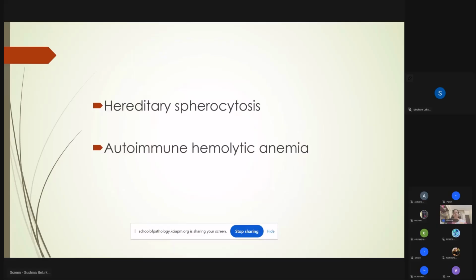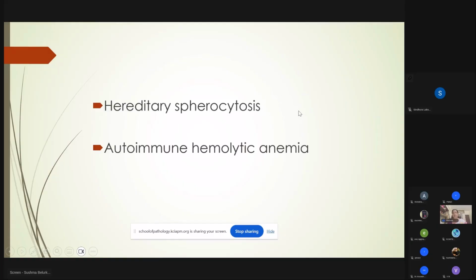So there are two basic differential diagnoses in this case: hereditary spherocytosis and autoimmune hemolytic anemia. But looking at the age of the patient, young age, a very long history, a 6 years history is given, and there are on and off episodes of jaundice in this patient. So what will be the most probable diagnosis? It will be hereditary spherocytosis.